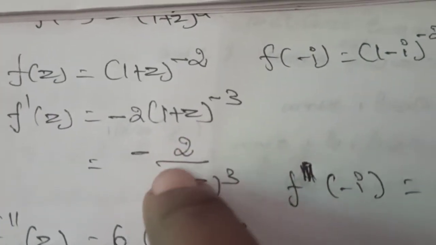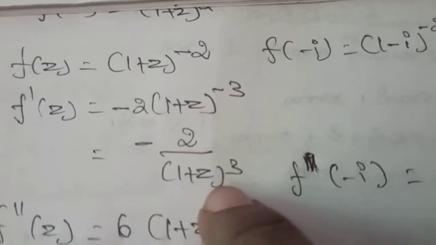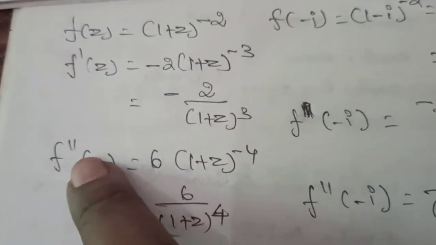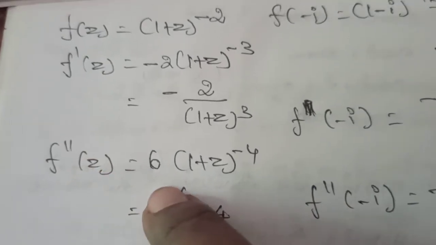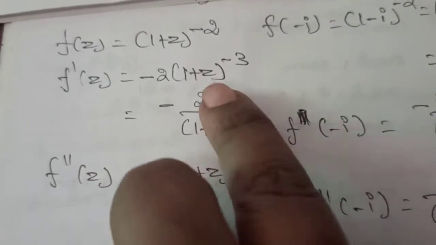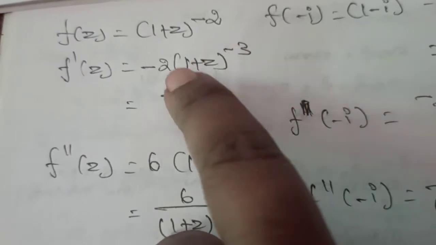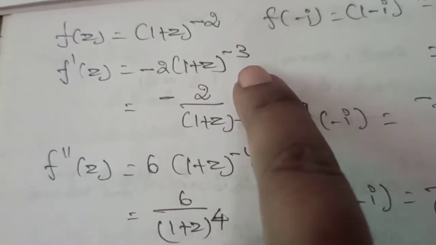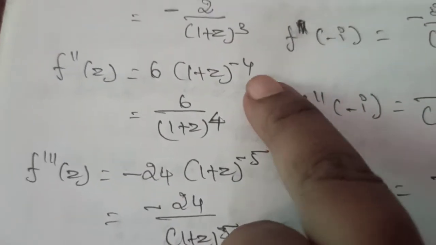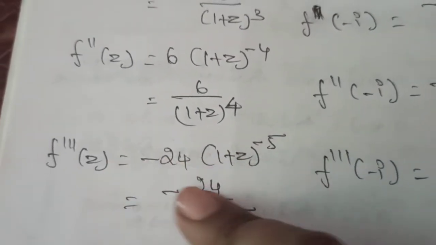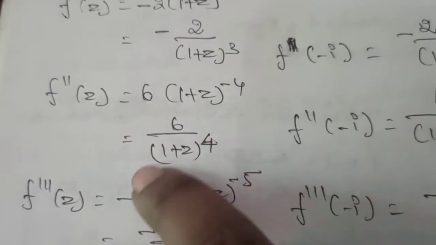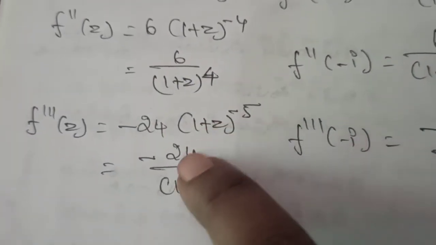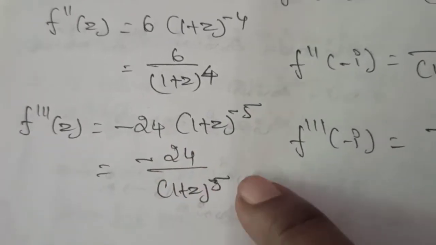So this value can be written as minus 2 divided by (1 plus z) to the power of 3. Suppose you want to find the second differentiation, f double dash of z. Take this value: 2 times 3 is 6, minus into minus becomes plus, so 6 into (1 plus z) to the power of minus 4. For the third differentiation, 6 times 4 is 24 with a minus sign, into (1 plus z) to the power of minus 5, so we write minus 24 divided by (1 plus z) to the power of 5.